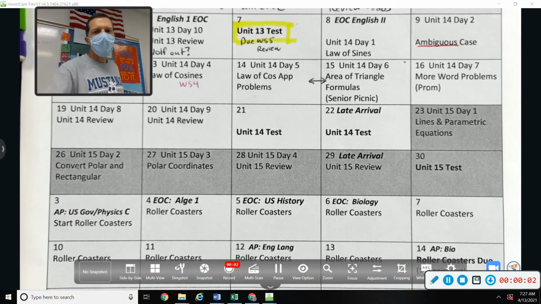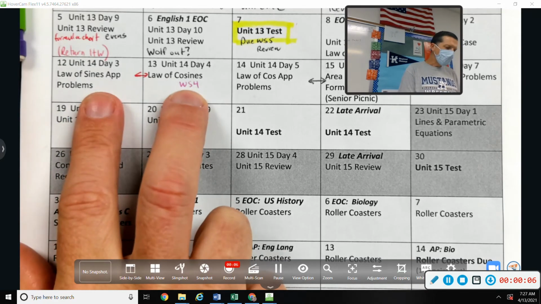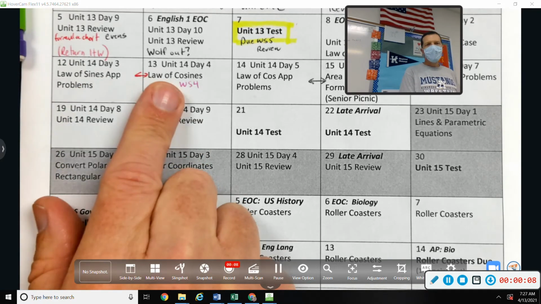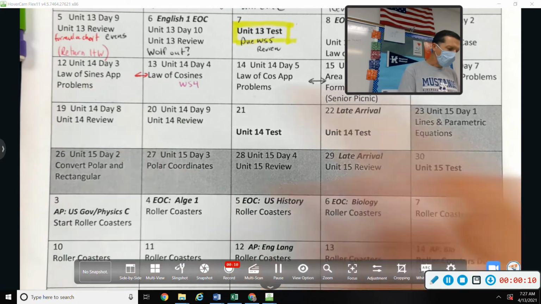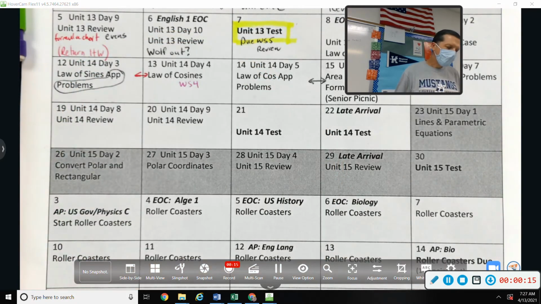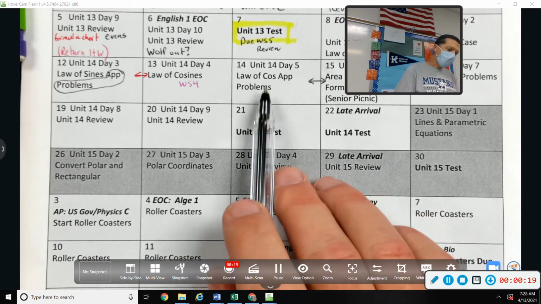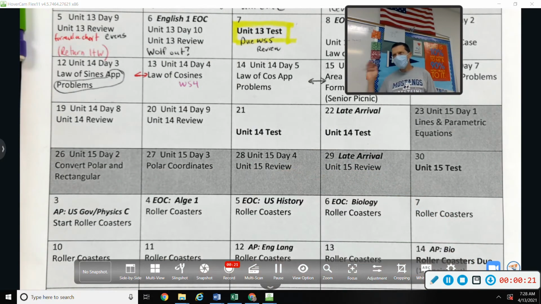Alright, so looking at the calendar, we switched these 2 days. So law of cosines was yesterday. Today is application problems, which is a fancy way to say word problems. We're also going to switch Wednesday and Thursday so that we get area of triangles before the seniors say adios for a week or so.